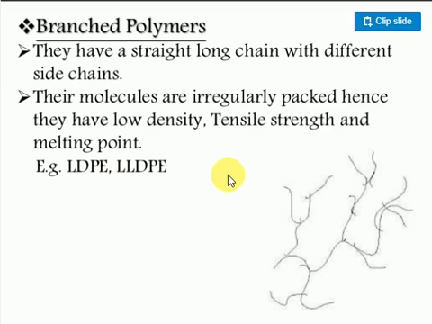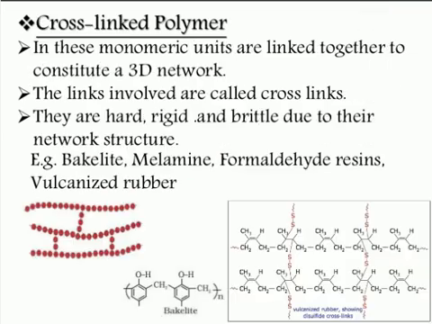Next one is some other one. Here we'll discuss the cross-linked polymers. Here more branches are there. In these, monomer units are linked together to form a 3D structure. The links involved are called cross-links, and these are cross-linked polymers only. They are hard, rigid and brittle due to their network only.